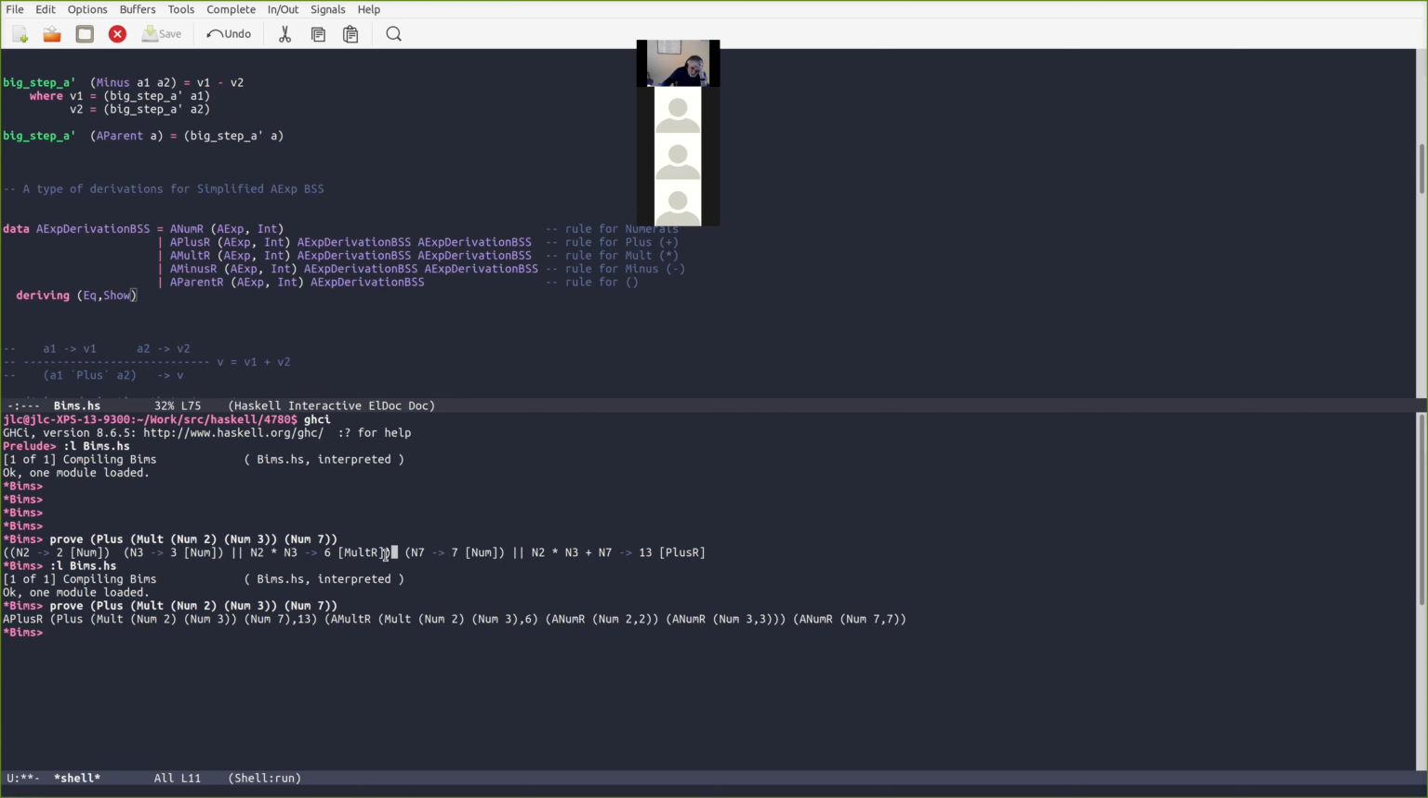And then the other one is this bigger thing over here that says now you've got to show that N2 times N3 evaluates to 6 using the mult rule. And that has two derivations above it. The left case is that N2 evaluates to 2, and the right case is that N3 evaluates to 3. So this is a pretty print that shows the structure of the proof. But maybe this one shows it better because this is the raw Haskell term.